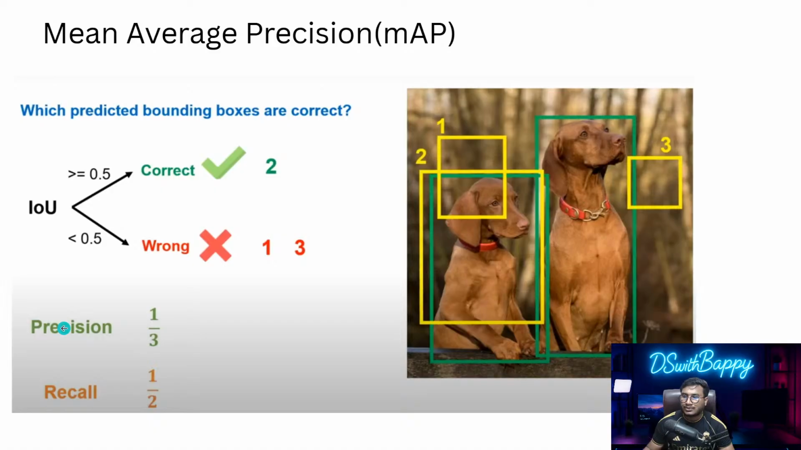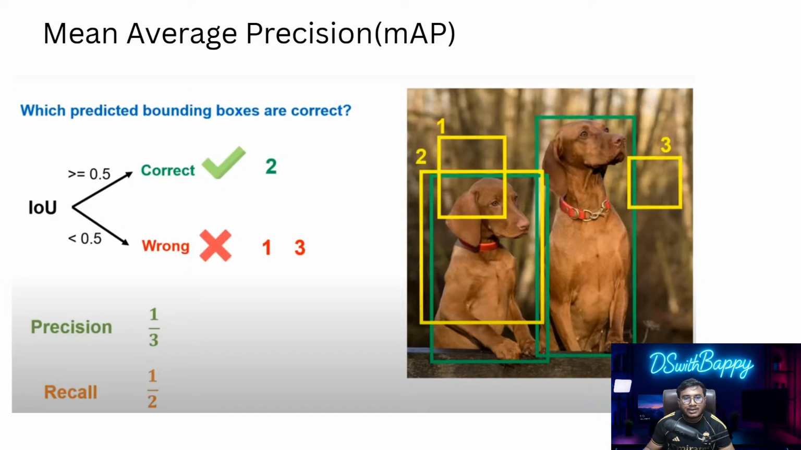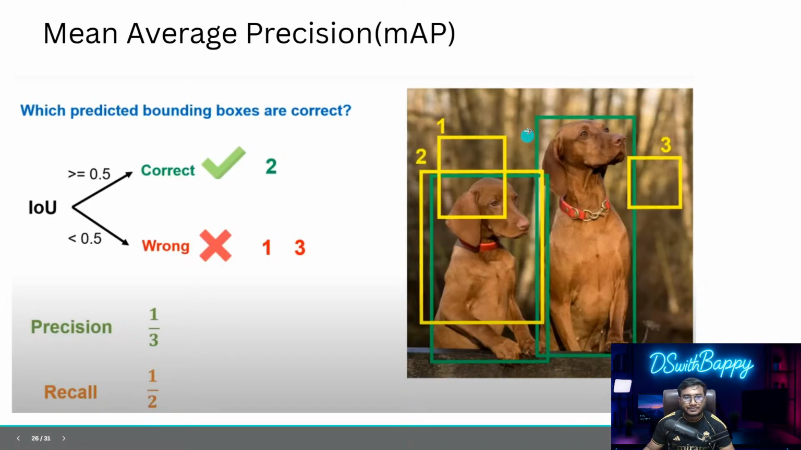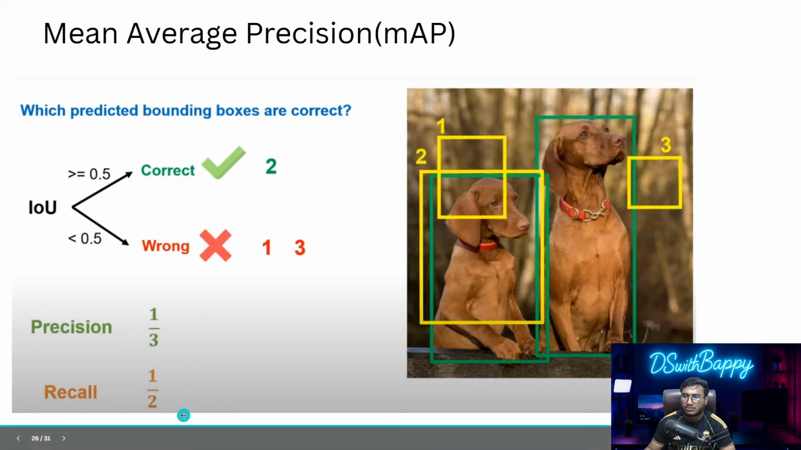This is called precision. And what is the recall? Based on your actual label, that means actual annotation, how many of them are correct? How many ground truths do we have? We have 2 ground truths, this one and this green one. And how many of them are correctly detected? Only 1, which is nothing but 2. That's why 1 divided by 2. So this is called precision and recall.